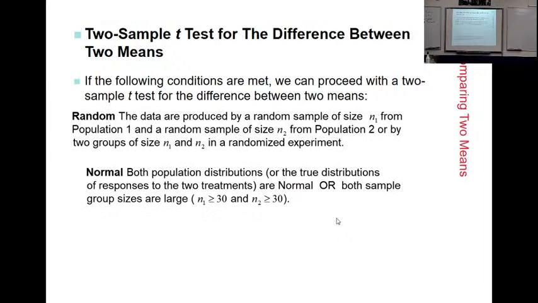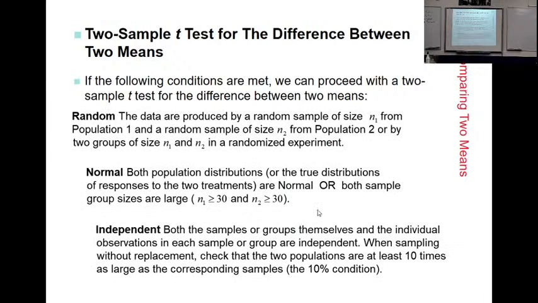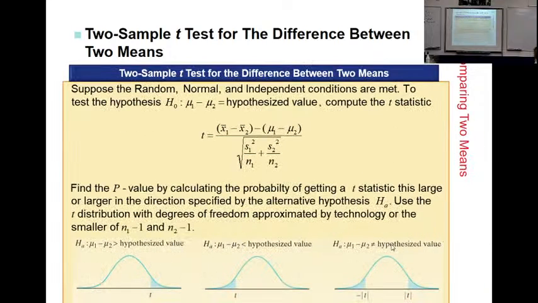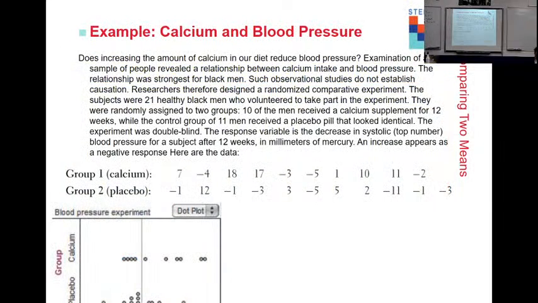Oh, look, the conditions are random, normal, and independent. Remember, you're checking it for each of the sample sizes. And there's the formulas. Which tail we want depends on which side the alternative is. All right, here we go. Again, I'm looking at hitting the main points here, the main ideas.